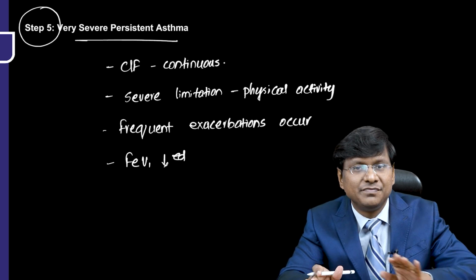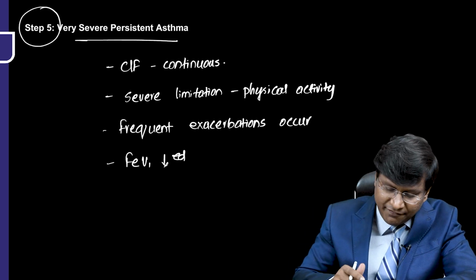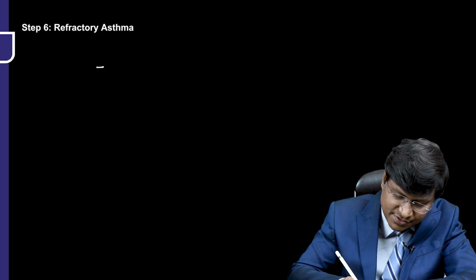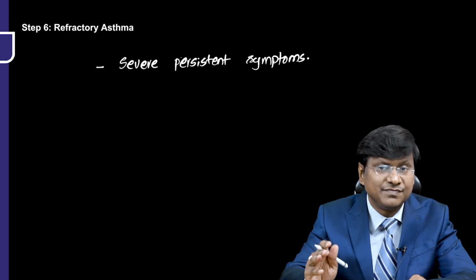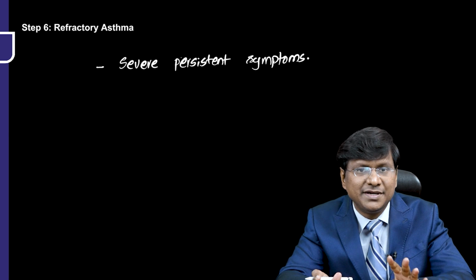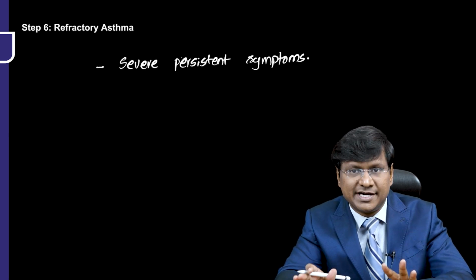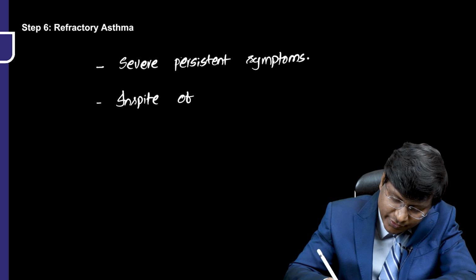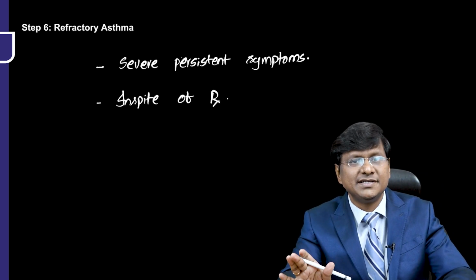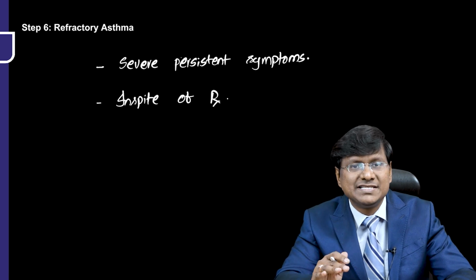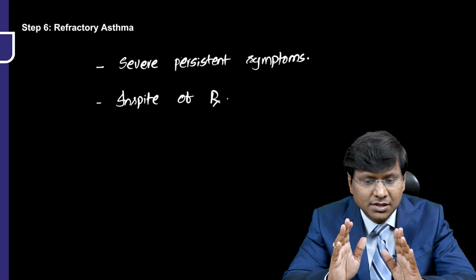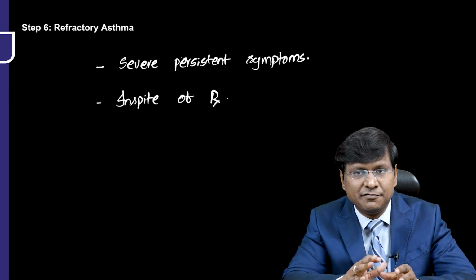The last one is refractory asthma. Refractory asthma is where these individuals will have severe persistent symptoms despite optimal treatment and management strategies. Okay, so that is about your step 1, 2, 3, 4, 5, 6. I've just given you the features in step 1 to 6.